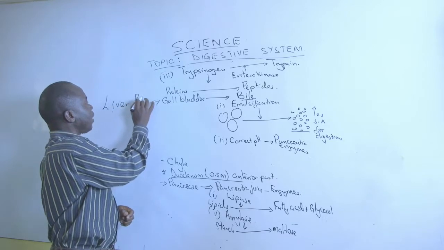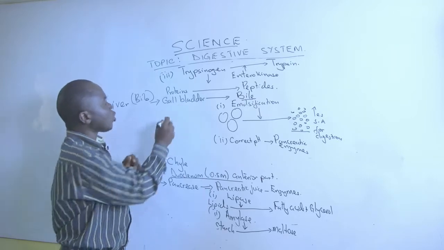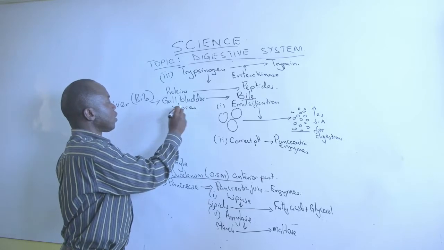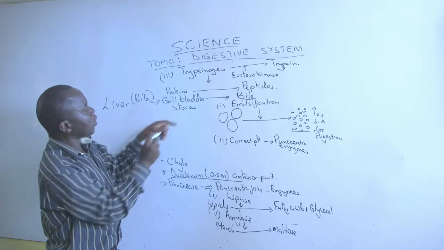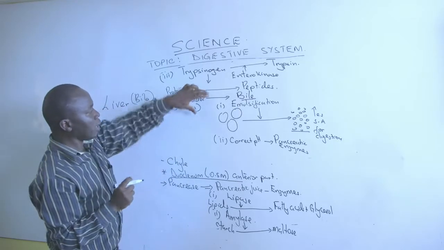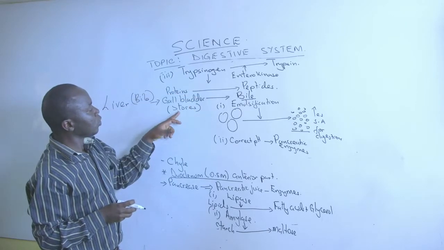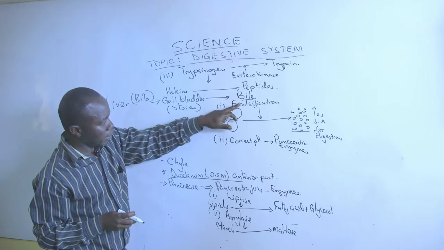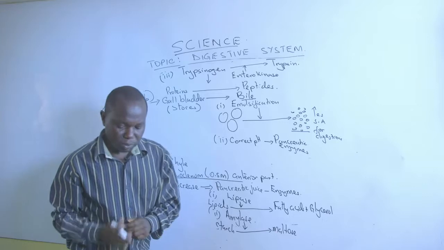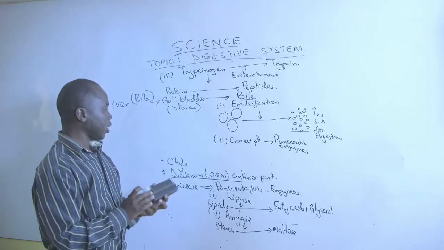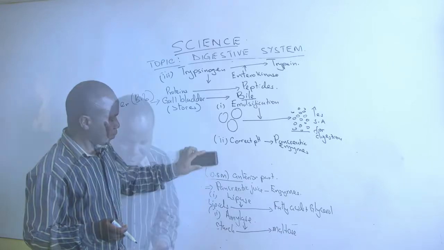The liver produces bile, and then the gallbladder stores it. When the digestive system is stimulated, it is going to release the bile, which will perform the two functions: emulsification and providing the correct pH for the action of pancreatic enzymes.